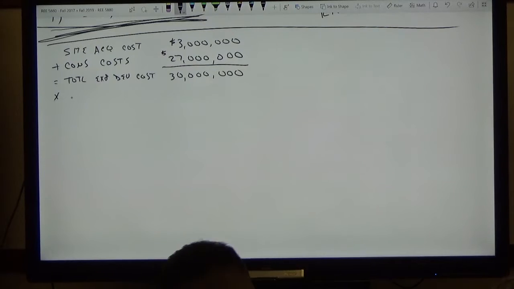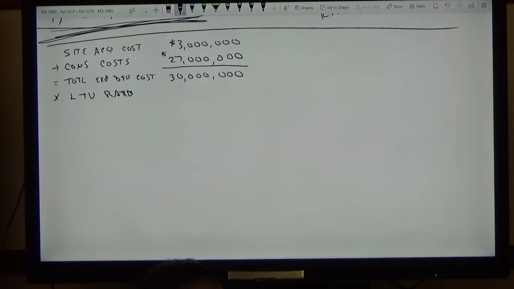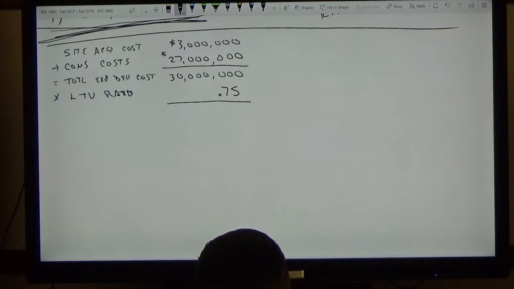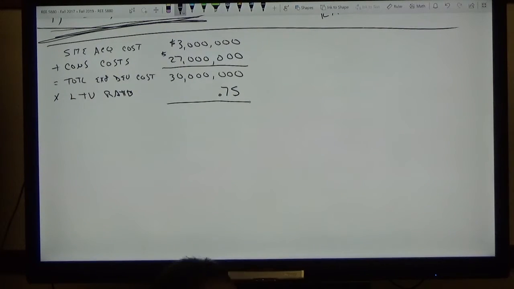75. All right. So we have a loan to value ratio of 75%. Okay, 0.75. All right, so we simply multiply the 30 million times 0.75. And that gives us 22,500,000. In this case, that would be our permanent mortgage.